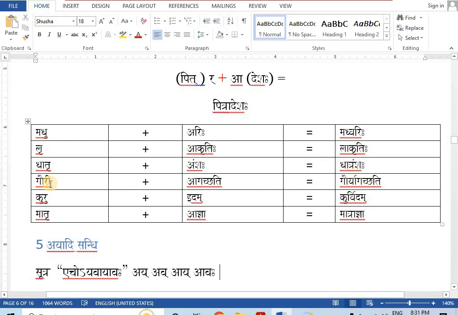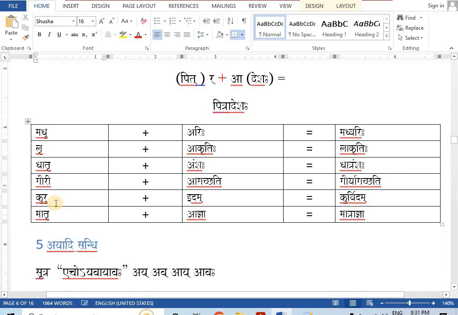Gauri, ending with i sound, converts to ya, and gauriya gachati. Don't get confused. Here gauri has halanta ra and long i, no? This i is supposed to become ya. Now this ya and a you join will be ya, and the halanta ra will go upon ya. So gauriya as a rep. See, gauriya gachati. Okay, don't get confused with this halanta ra.